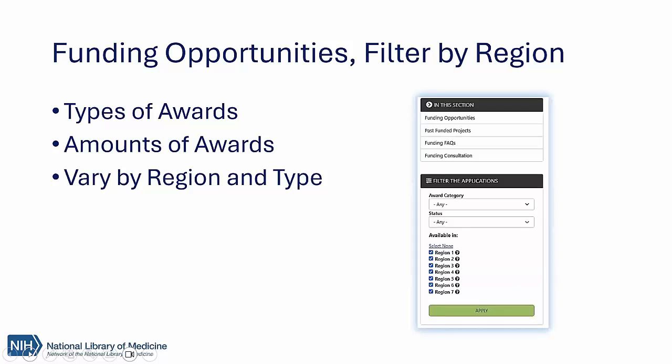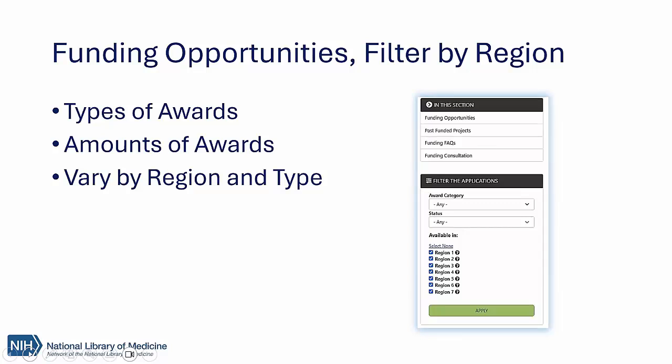You can search for current funding opportunities at the links in today's handout. NNLM provides funding for health information outreach, technology improvement, data management and services, and professional development. Funding amounts range from $2,000 to $20,000. It all varies by region and type of award.